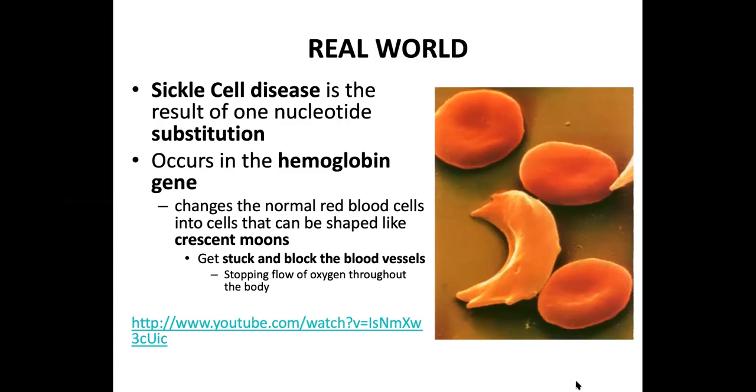So this changes the shape of the normal blood cells, and instead of being a little more circular, they look more like a crescent moon. So they are easier to get stuck and block the blood vessels. So therefore, it stops the flow of oxygen throughout the body. Normal, sickle. Okay? So these are just two examples of real world examples, okay? You will see these in your assignment for today.